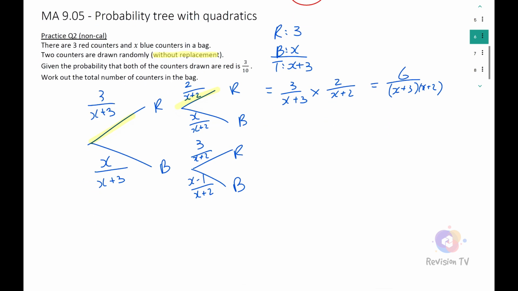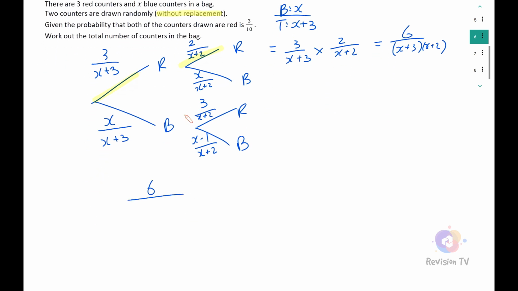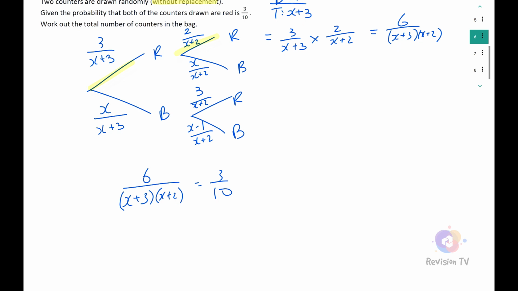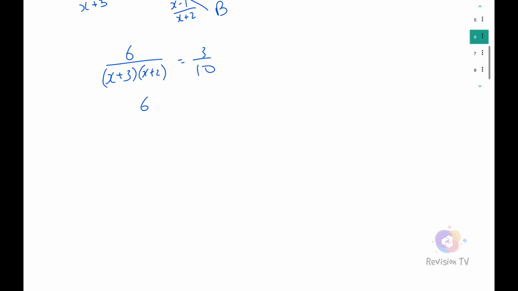We're told this equals 3 tenths, so we're going to solve the quadratic. So 6 over x plus 3 times x plus 2 equals 3 tenths. Expand the denominator. So 6 over x squared plus 5x plus 6 equals 3 tenths. Cross multiply.